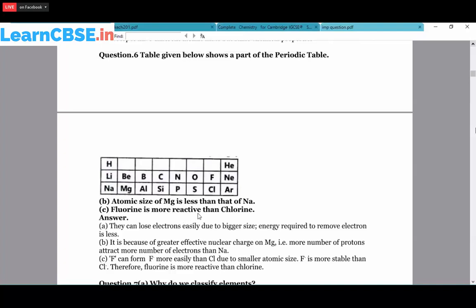Fluorine is more reactive than chlorine. Okay. Fluorine is present in period 2 and chlorine is present in period 3. And also the atomic size decreases in fluorine compared to that of chlorine. Fluorine can form F minus more easily than chlorine because of the smaller atomic size. So the F minus is more stable than the Cl minus. Therefore, fluorine is more reactive than chlorine.